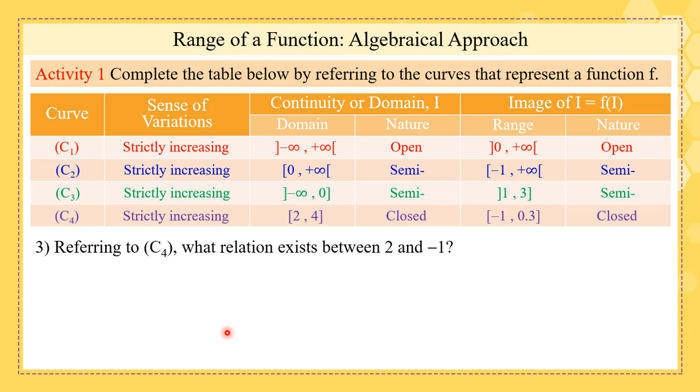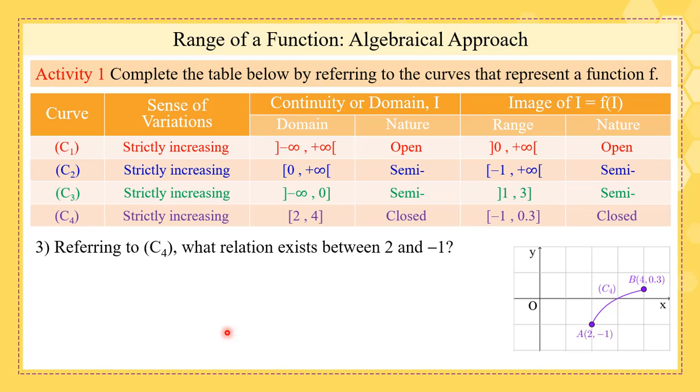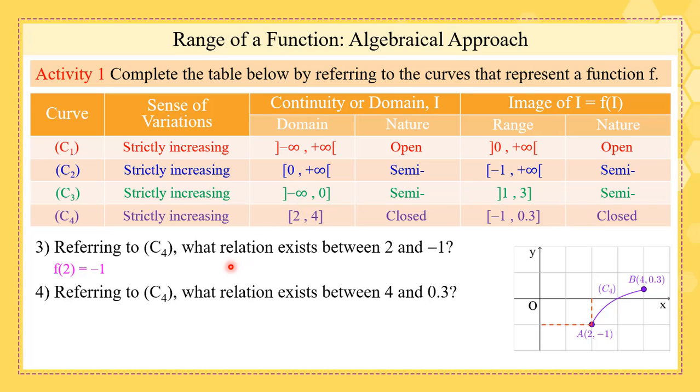Let's continue. We're referring to C4. What relation exists between 2 and negative 1? This is 2, this is negative 1. You can see that f of 2 is negative 1. To get this negative 1, we need to apply an f here. Referring also to the same curve, what is the relation between 4 and 0.3? This is 4, and this is 0.3. We can also say that f of 4 is 0.3. So from here we can say that f of 2 is -1, f of 4 is 0.3.